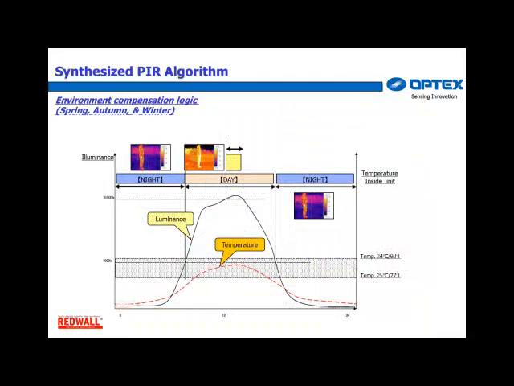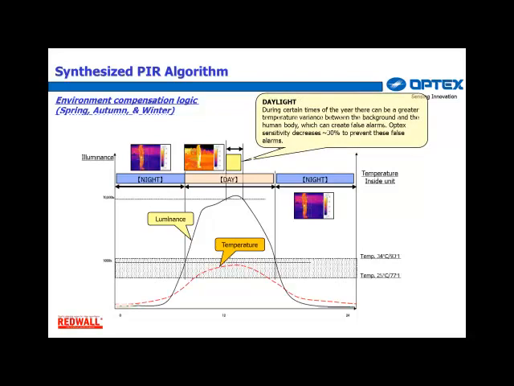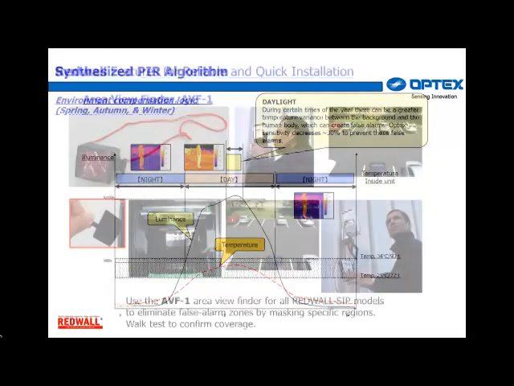During cooler months, there can be a greater temperature difference between background temperature and radiant human body heat. Under these conditions, sensitivity is decreased to avoid false alarms. You don't need the extra sensitivity when there's a greater temperature differential. Again, ambient temperature is monitored inside the SIP Redwall.